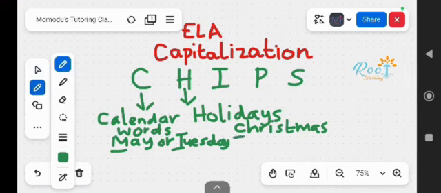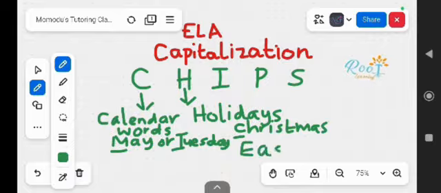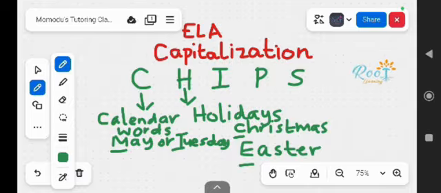Which other holiday? Easter holiday. Easter should be capitalized, regardless of where you find Easter. Beginning, middle, or at the end, because it's a special holiday. The next one we want to take is I.